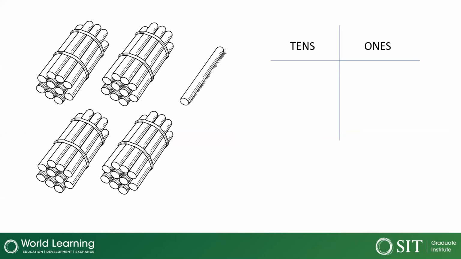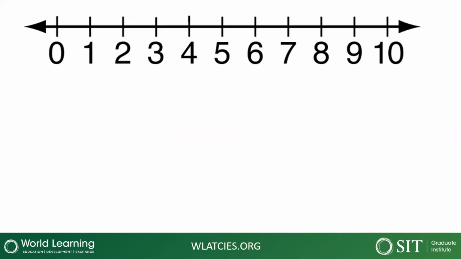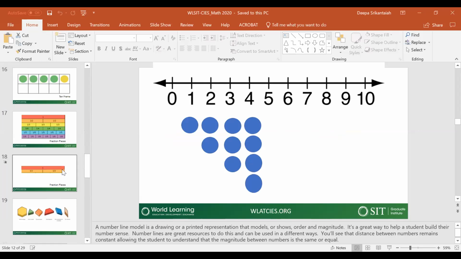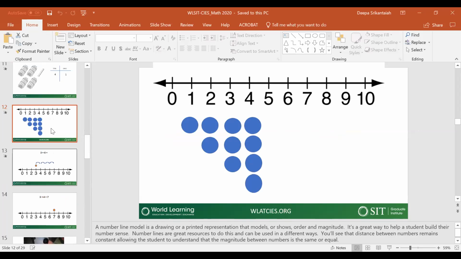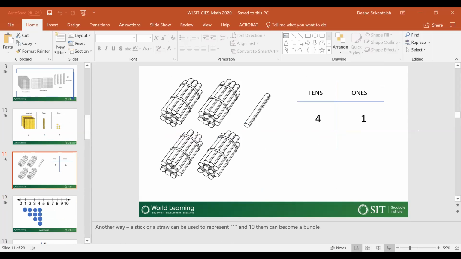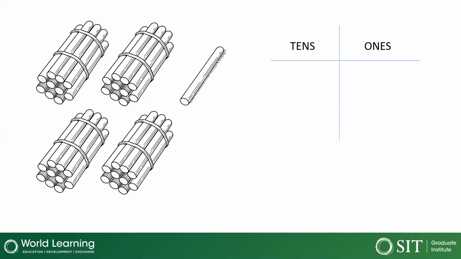Another example, you saw the child using the straws and creating bundles from the straws. So another example is taking sticks or straws and bundling them together in tens, in a group of 10. And this bundle can also be placed onto a place value chart. So if you have the number 41, for example, in this case the number is 41 because you have 4 bundles and then you have 1 extra stick.